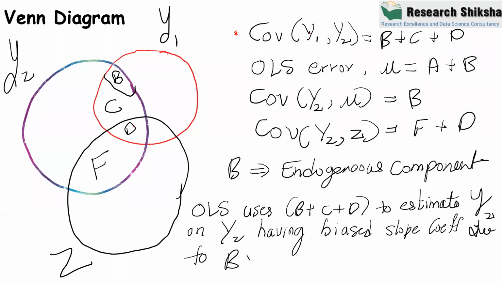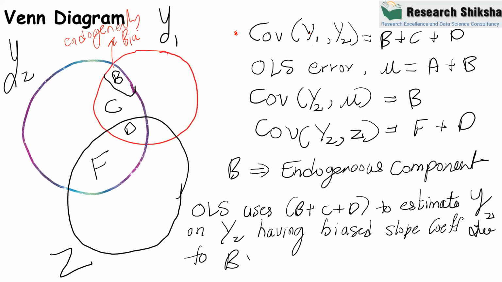Now you may be thinking, why am I dividing this into B and C, because this whole is explained by Y2? So I just want to show you that this is the endogeneity bias. What is this B representing? Endogeneity bias.